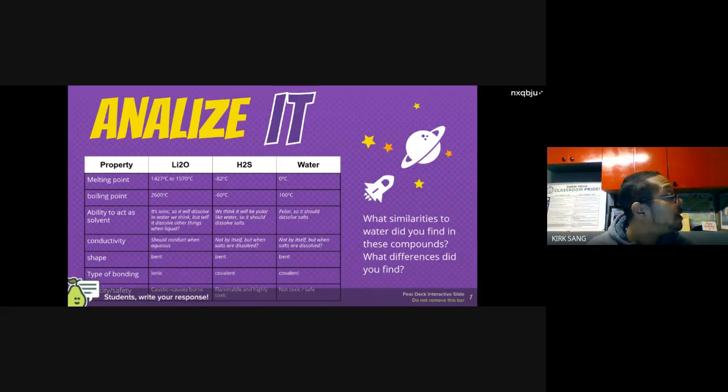All right, we are a little bit into asynchronous time. I want to give you the opportunity to respond to these, identifying some similarities. Let's go ahead and name some. Hannah, could you go ahead and tell us one similarity and one difference that you notice between water and these molecules?